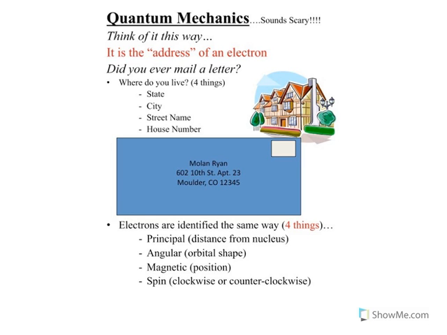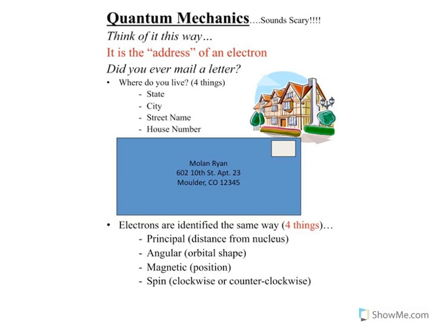Quantum mechanics might sound a little scary, but if you think of it this way, it's kind of like the address of an electron. Quantum numbers allow us to pinpoint the location of one electron, or the general location of one electron. It's kind of like if you've ever mailed a letter, you need to have the state, the city, the street number, and the house number of where somebody lives. Well, electrons are identified the same way, only it's not like writing out an address on an envelope.